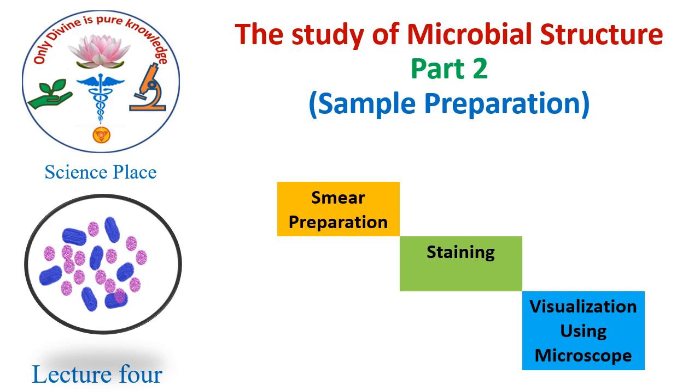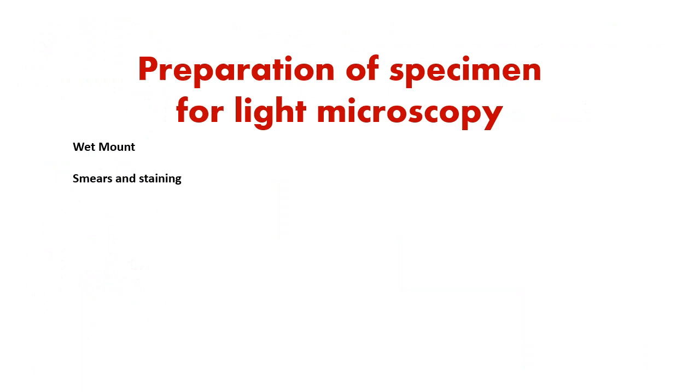Today we are going to see how to prepare the sample for light microscope. This is the second part of the lecture, that is the study of microbial structure. So let's begin. In this lecture we are going to see how to prepare sample for light microscopy. This can be done by two methods, either wet mount or by making the smear and then staining the sample.